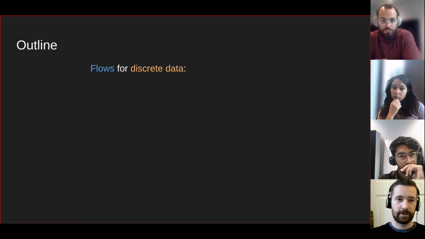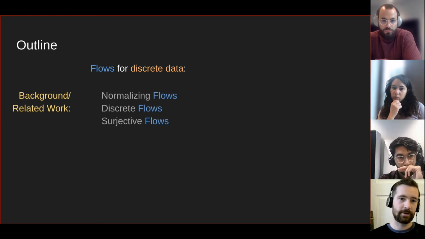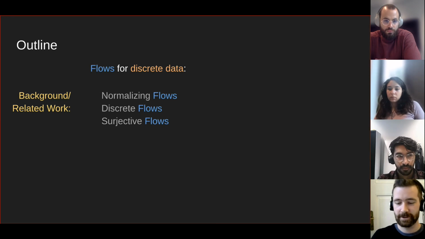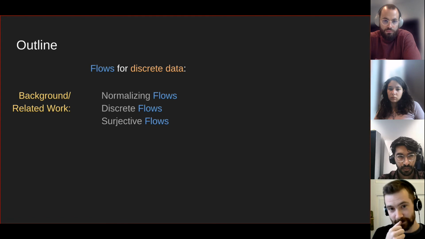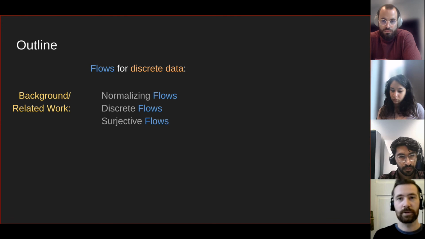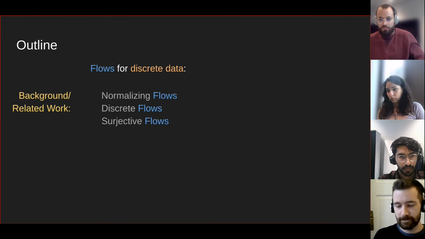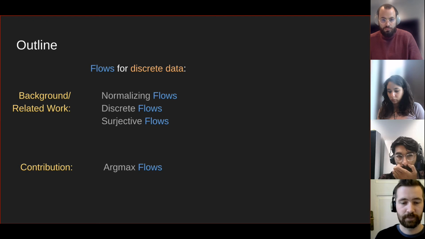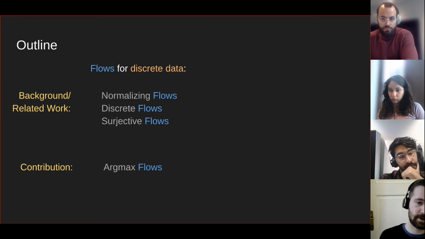Flows for discrete data. So the background here is normalizing flows, just the basic, the usual continuous normalizing flows. Then discrete flows, which try to do this using discrete transformations. And then I'll introduce surjective flows, which are deterministic in one direction and stochastic in the other. And this will naturally lead us to our main contribution, which is Argmax flows, which is a type of surjective flow.